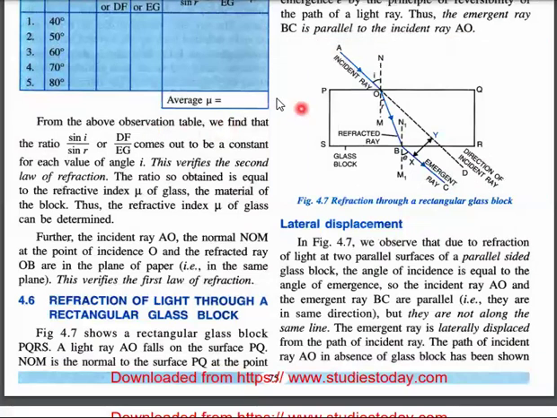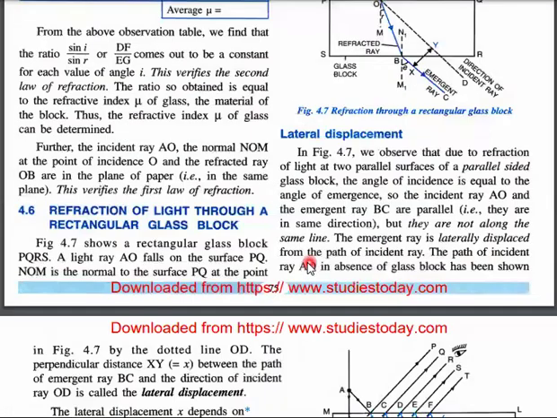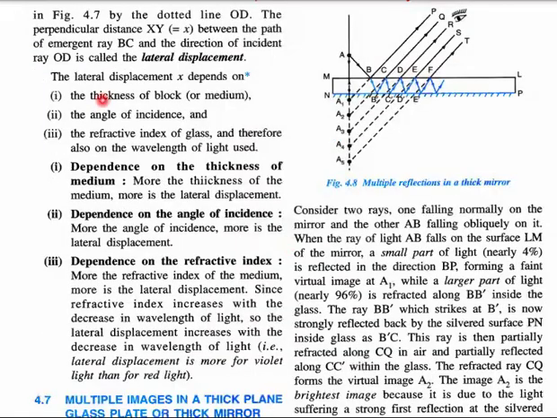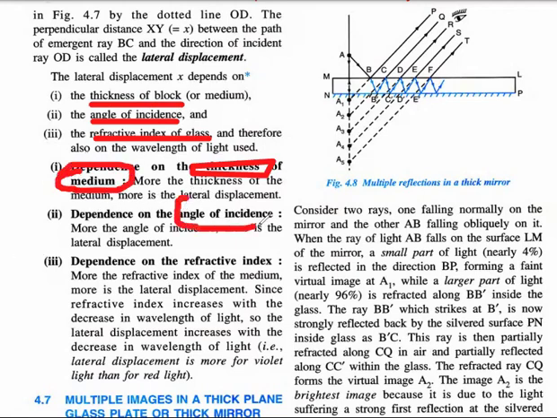Then we have the lateral displacement. You have to remember what factor this lateral displacement depends on. Okay, it depends on 3 important things. You know what are those? I hope you do. It is the thickness of the block, the angle of incidence, and the refractive index of the glass. It's written again here: thickness of the medium, angle of incidence, refractive index.